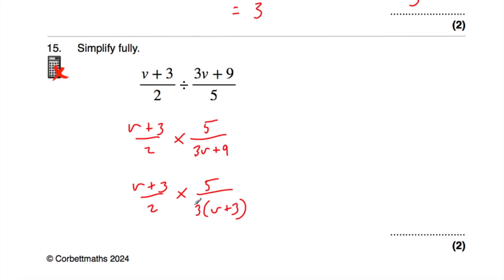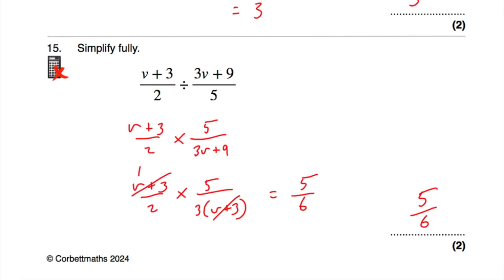Now at this stage we could again multiply and then cancel down, but actually I can see that this numerator and this denominator, we can cancel them both down. We can divide them both by v plus 3. So if we divide this by v plus 3, we just get 1. And then here we could just divide by v plus 3 and we'd be left with 3. And now we could just multiply. 1 times 5 is equal to 5, and then 2 times 3 is equal to 6. So that means our answer would be 5 over 6, or 5 sixths.